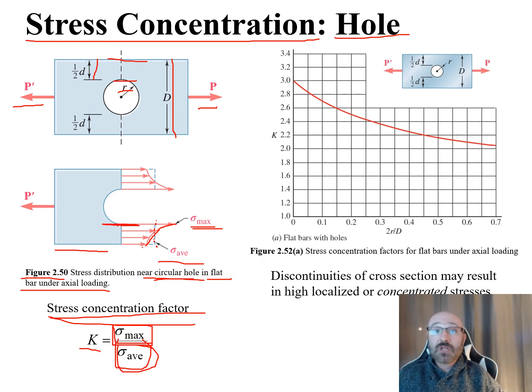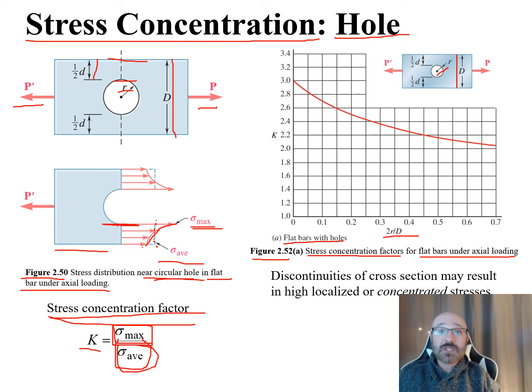Now for this particular case, for a flat bar with holes, we have this graph shown here for figure 2.52a, which is the stress concentration factors for flat bars under axial loading. For this very particular case, we can see on the bottom our dimensions, where this is 2 times r divided by d, where r is the radius of the circle up here, and d is the width of our bar.